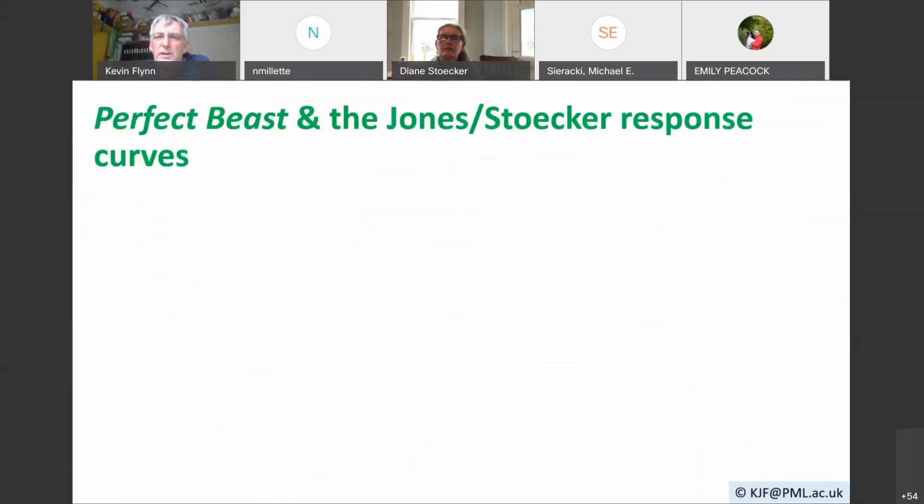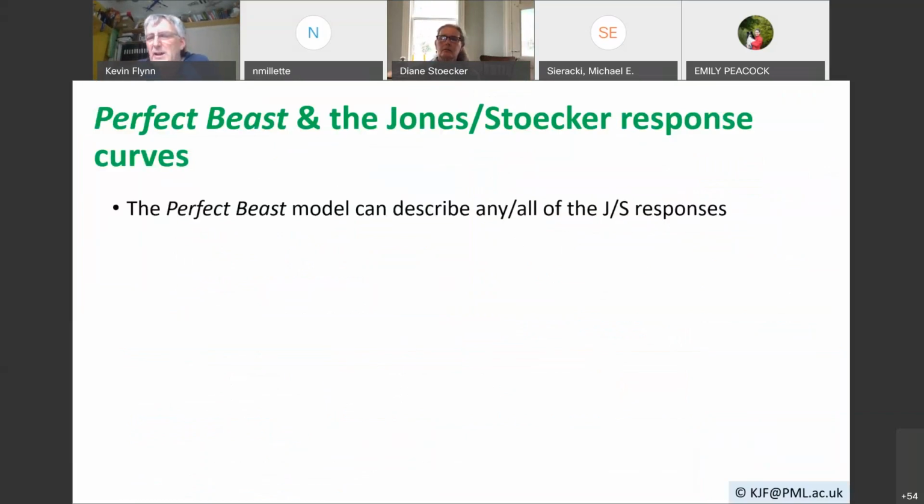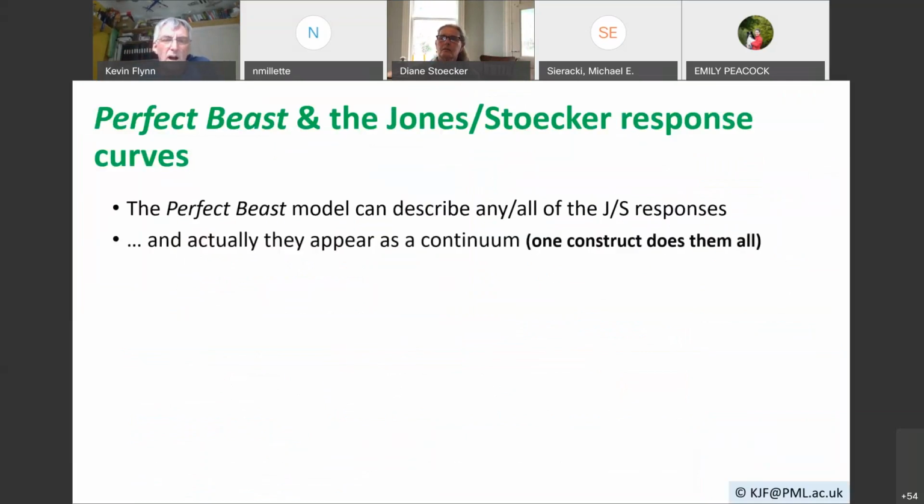How does this fit in with the Jones-Stoecker response curves? Well, actually, we can describe any or all of those response curves using the one model. And they appear actually as a continuum. One construction can do the same by basically moving the way the physiology interacts. So you can make the physiology more or less sensitive to running out of carbon or nitrogen or phosphorus or anything else you want to.